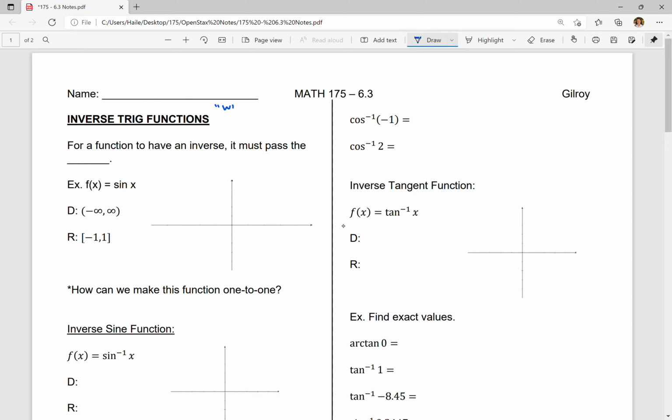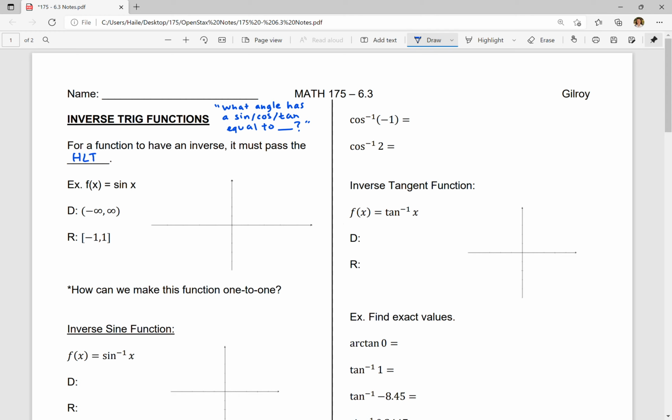So I want you to think, what angle has a sine, cosine, or tangent equal to whatever the thing is in the function. So when you evaluated trig functions, we got a trig ratio as the answer, and we plugged in an angle. Now what we're going to be doing is plugging in a trig ratio, and our answer is going to be some angle. So for any function to have an inverse, it must pass the horizontal line test.